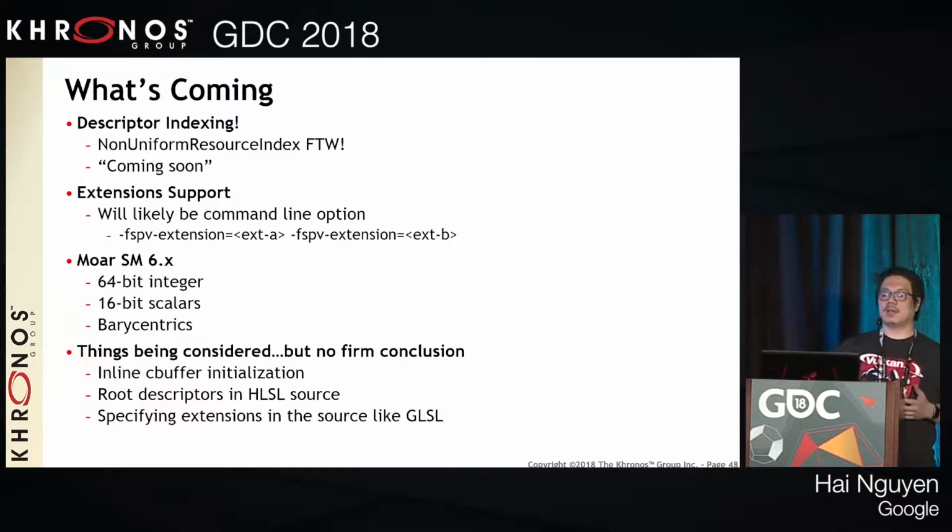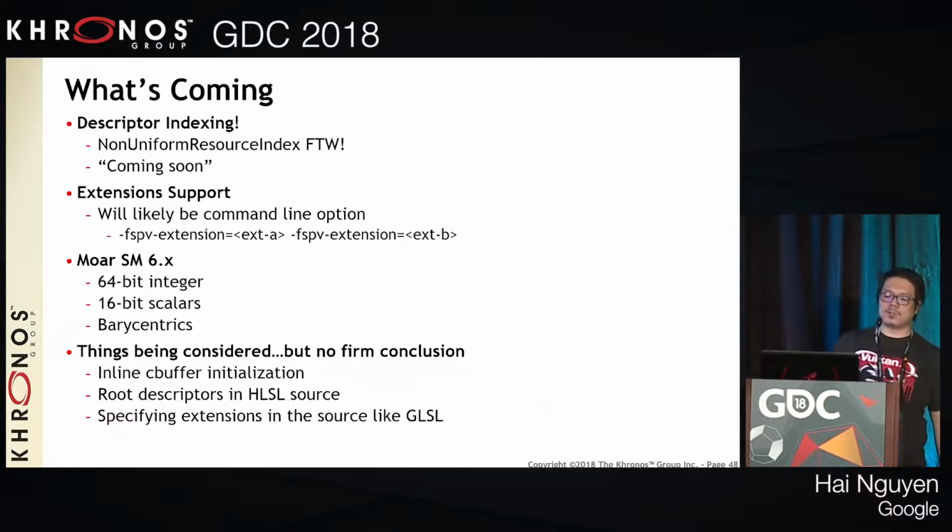And here are a few things that we have talked about and debated internally and argued about, but we haven't come to any firm conclusions yet. But people have asked for them. The first one is inline cbuffer initialization. This is a little bit difficult to do because we have to package data in the SPIR-V file itself. So we're still talking about that. You might see an extension called HLSL functionality 2 or 3 that adds this.